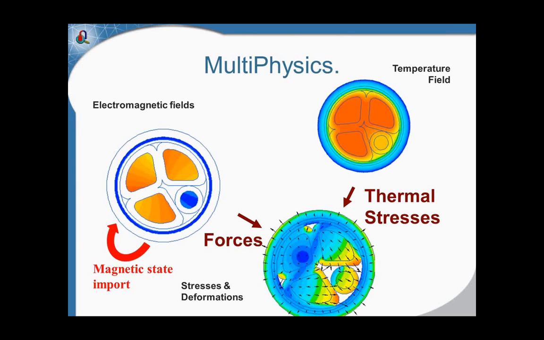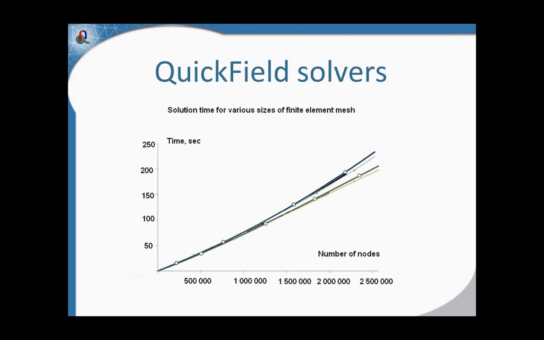The first such feature is the extreme speed of solution with QuickField. This is based on our special solver technology, which we call DDM, domain decomposition method. This gives QuickField a quasi-linear dependency between the solution time and the number of mesh nodes, or accuracy. Traditional finite element solvers have a second-order dependency, so if you increase the number of mesh nodes twice, you expect that solution time goes up 4 times. But in QuickField, it increases only twice.